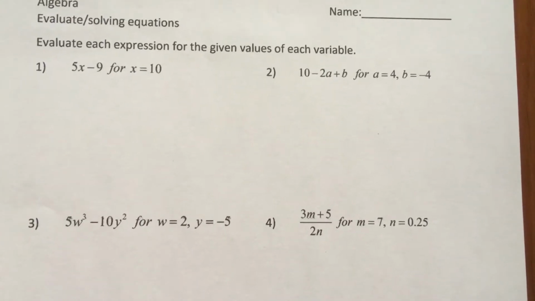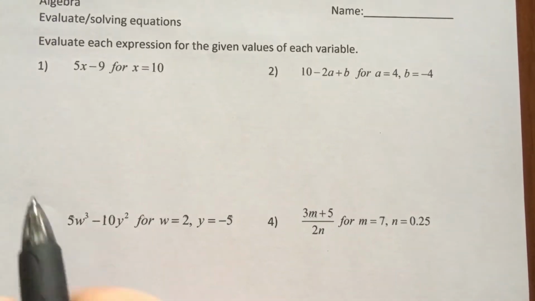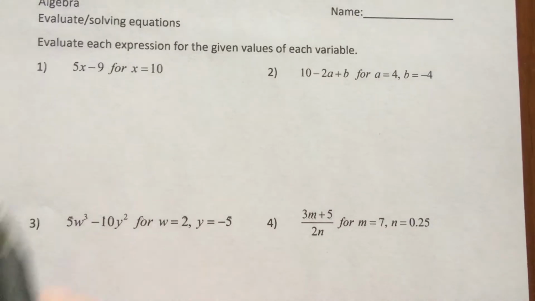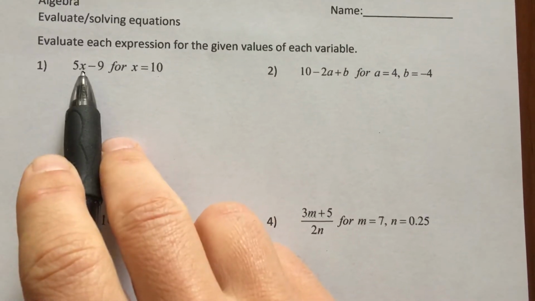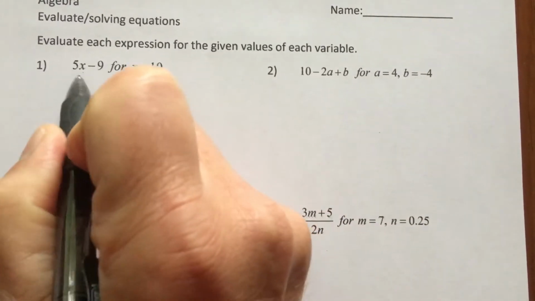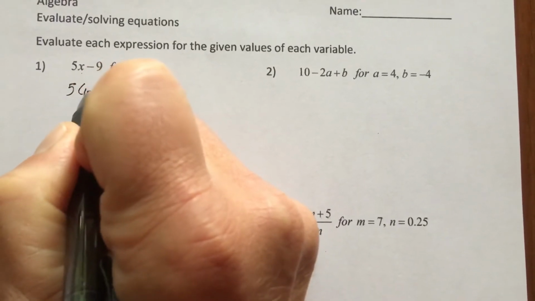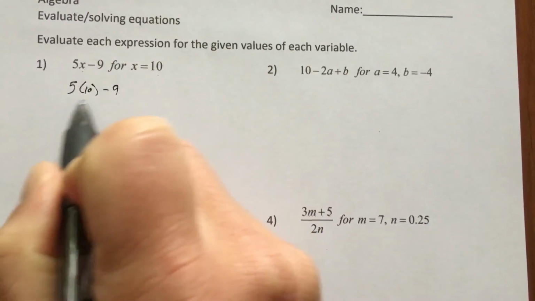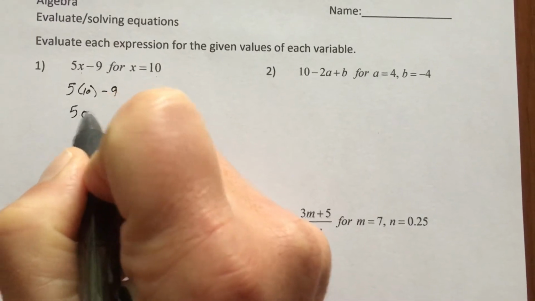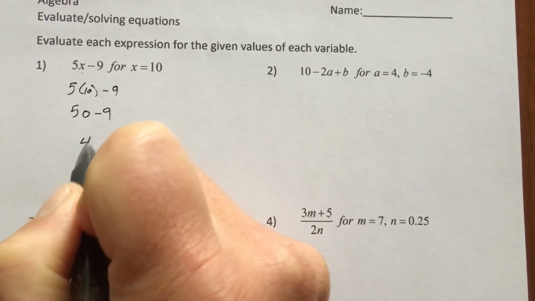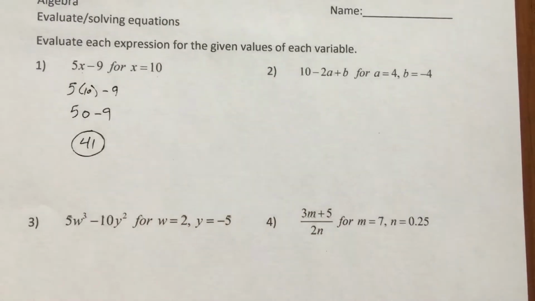All right, we're going to go through the worksheet of evaluating and solving. For these first few, what we're trying to do is just put this number in for the variable and see what we get. If I put 10 in there, we're going to get 5 times 10 minus 9. Order of operations says multiply, then subtract, and we should get 41 for our answer.